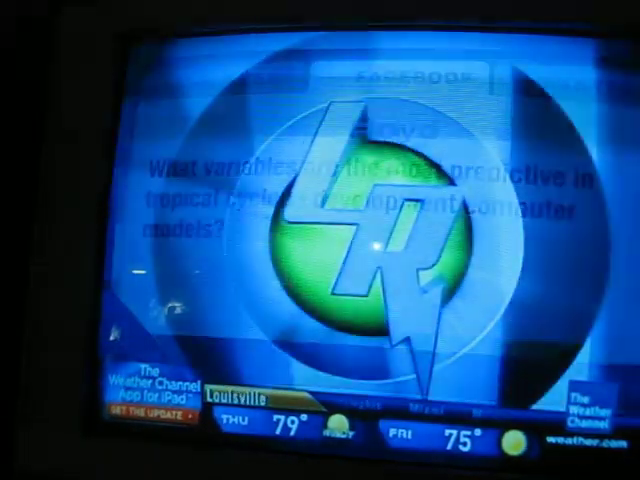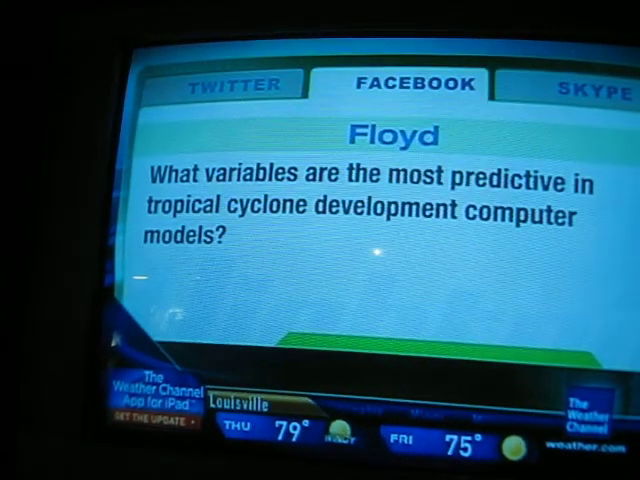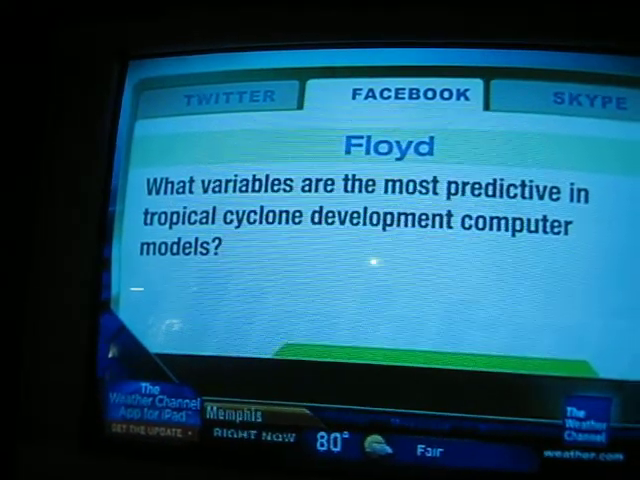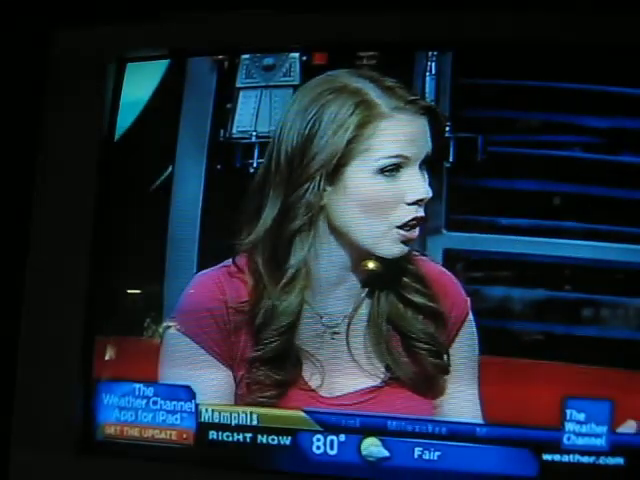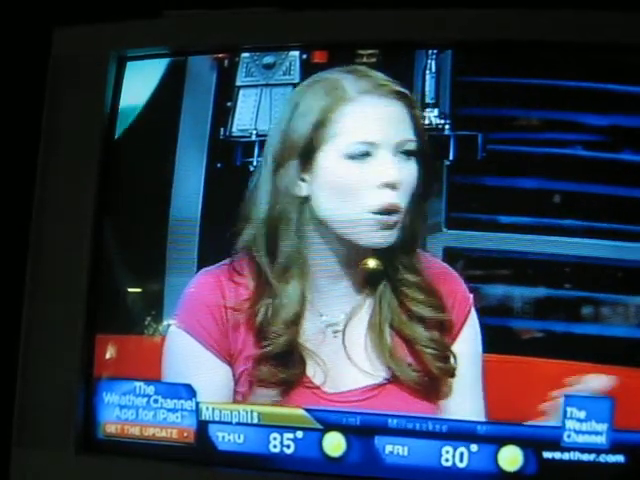So let's start with Floyd on Facebook, who asks, what variables are the most predictive in tropical cyclone development computer models? So I guess what he's asking is, when you're looking at a computer model and it's trying to predict where a cyclone's going to go, which variable is the most important? Yeah, unfortunately, tough question to answer because they're all important. I mean, anything that you can get on weather.com in a map, those models are trying to simulate in their fake model world. So let's take it to the Microsoft Surface. We're going to go over some of these.